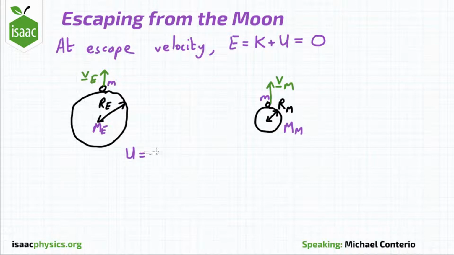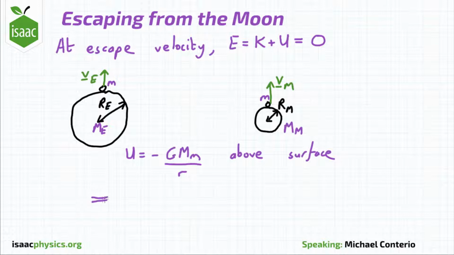The gravitational potential energy of an object above the surface of a large mass is given by U equals minus G, capital M, lowercase m, over R, where R is the distance between the centers of mass of each object. Using this and an expression for the kinetic energy, you can find and compare V_E and V_M.